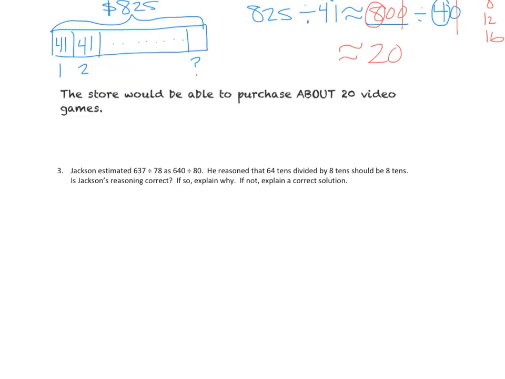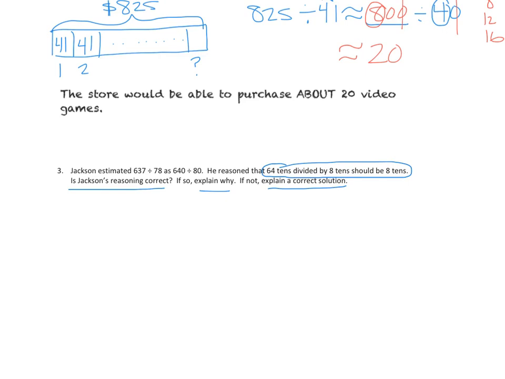And moving down to number 3, the last word problem, it says Jackson estimated 637 divided by 78 as 640 divided by 80. He reasoned that 64 tens divided by 8 tens would be 8 tens. So let's go ahead and box that. We need to say, is Jackson's reasoning correct? If so, explain why. If not, explain a correct solution.